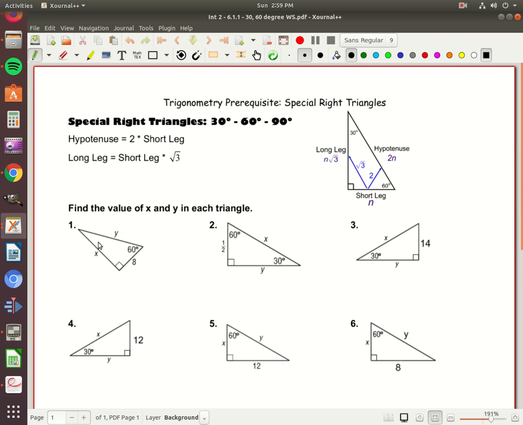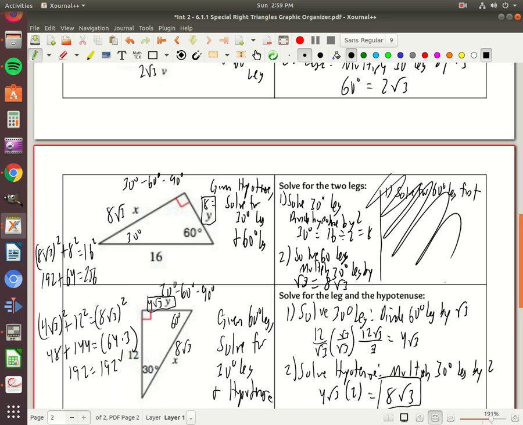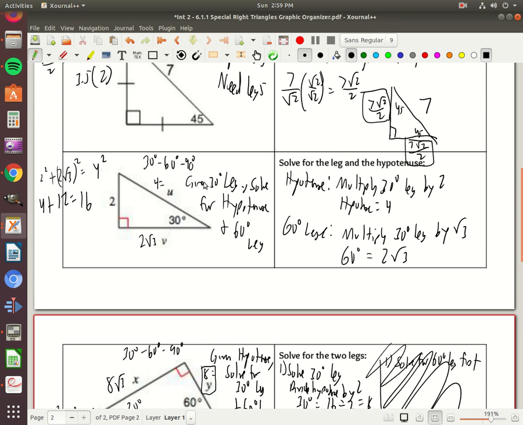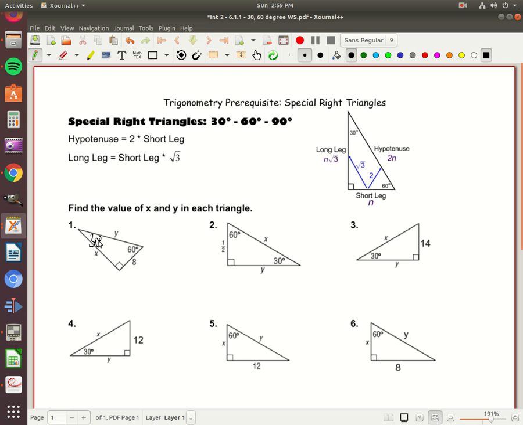You'll notice on this one, we have to solve for x and y. They gave me the 30 degrees angle, right? So I'm going to come over here, and again, I think this becomes pretty useful. We're given the 30-degree leg, so we can solve for the hypotenuse, and for the hypotenuse, we're just going to double the 30-degree leg. 8 doubled equals 16. That'll be the hypotenuse.